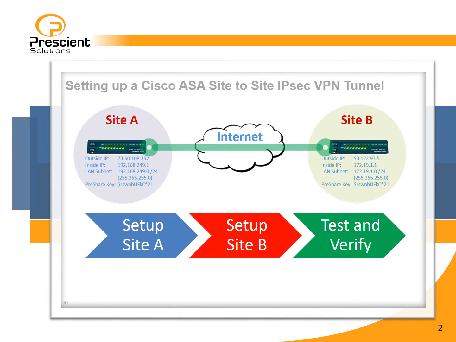Before you begin configuring the firewalls, you will want to gather some information. Notice in the diagram, I have documented what the outside IP address of each firewall is, the inside LAN subnet or subnets we will be tunneling, and the pre-shared key we will be using. Once we have all this information, we will first set up Site A, then we will set up Site B, and finally, we'll test and verify that traffic is flowing through the tunnels between the two sites.